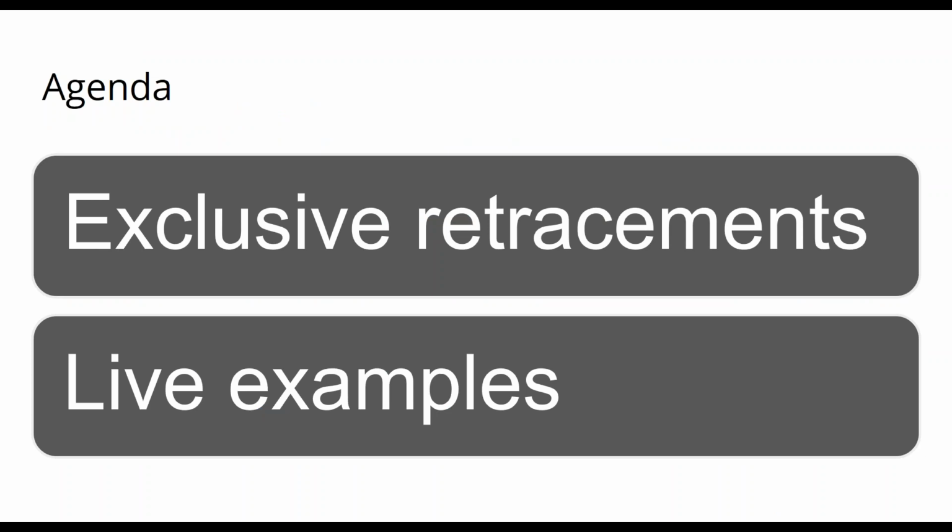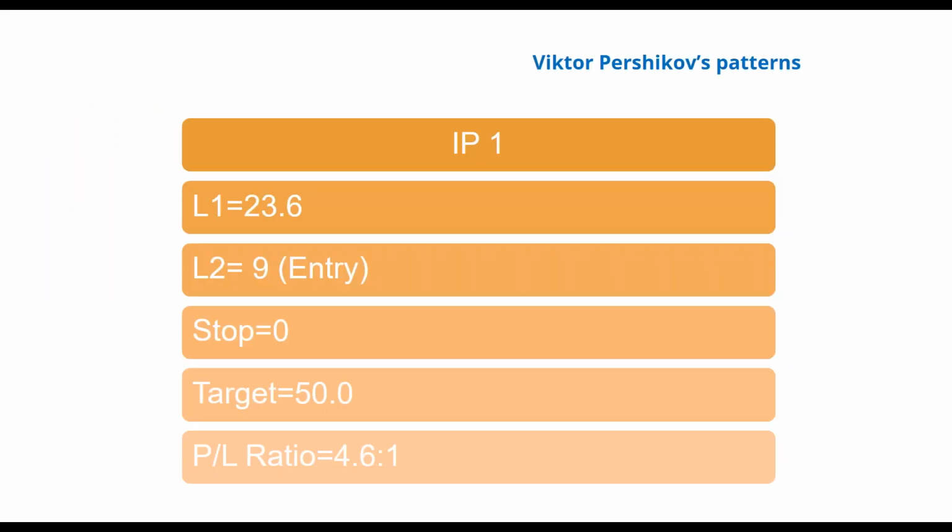So these are exclusive retracements that I will show you. There are 4 of them. Okay, so there are 4 exclusive retracements. They're called IPs originally, and I will show you a live example.